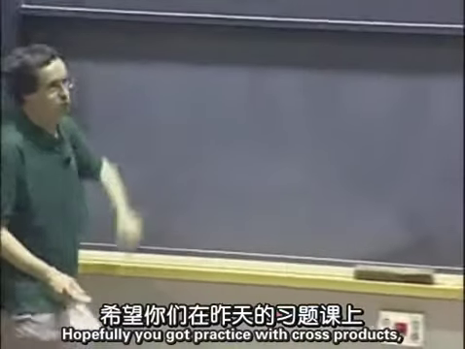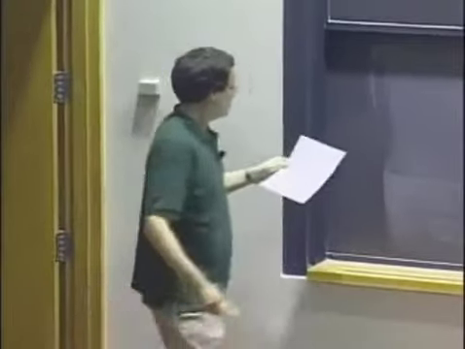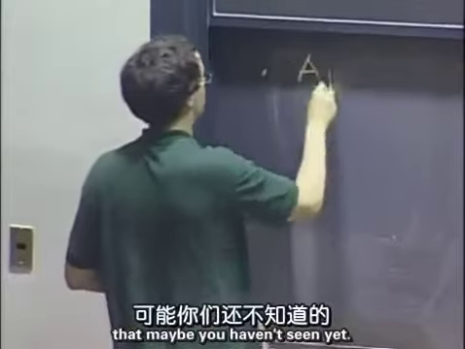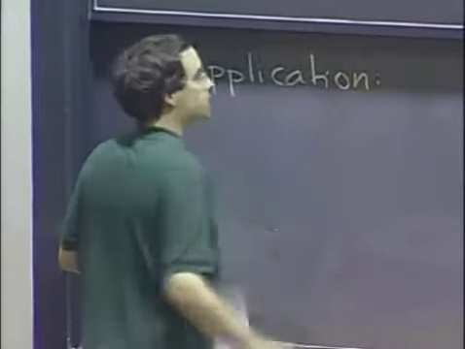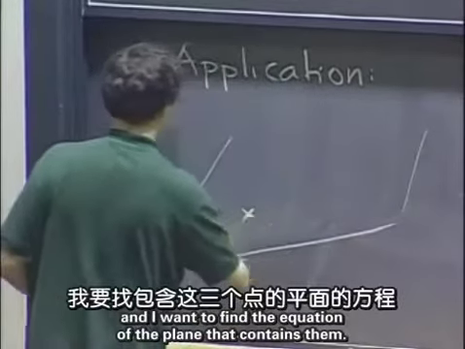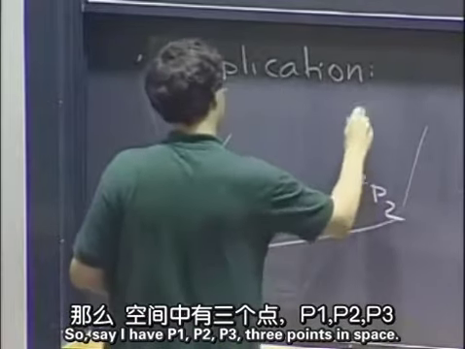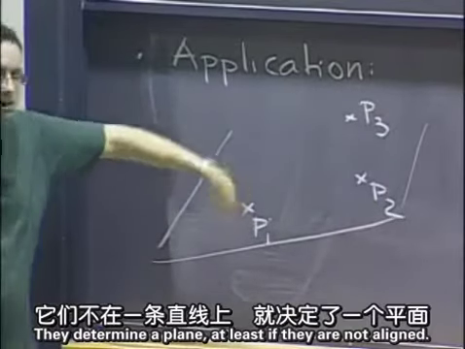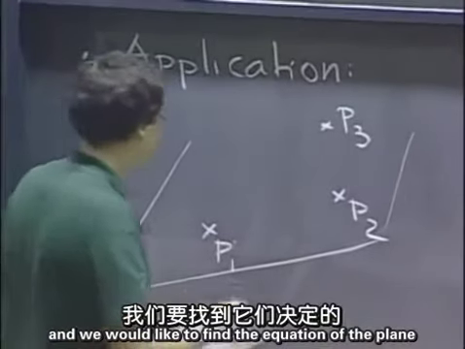So hopefully you got practice with cross products and computing them in recitation yesterday. Let me just point out one important application of cross product that maybe you haven't seen yet. So let's say that I'm given 3 points in space, and I want to find the equation of the plane that contains them. So say I have P1, P2, P3, 3 points in space. Well, they determine a plane, at least if they are not aligned. And we would like to find the equation of the plane that they determine.